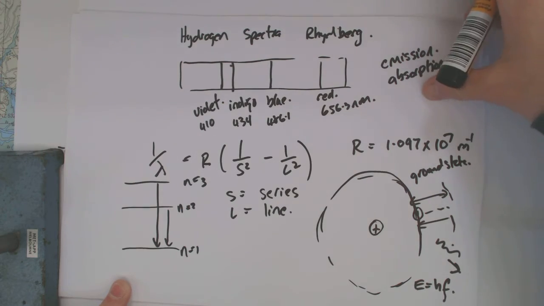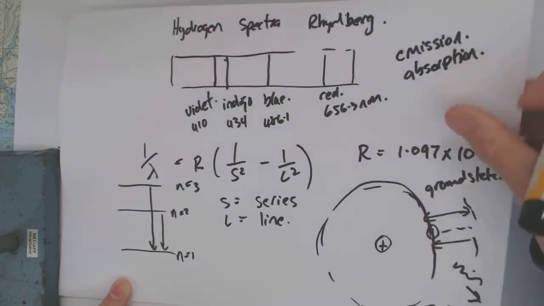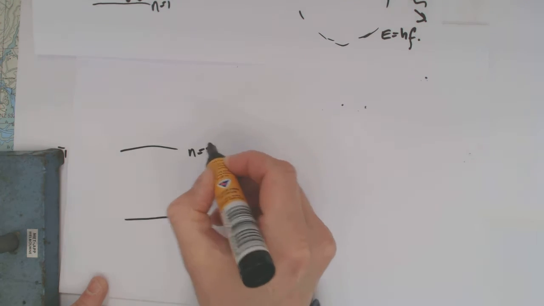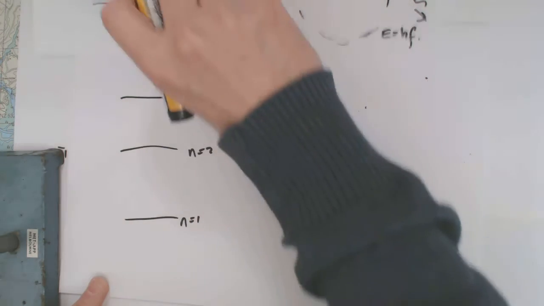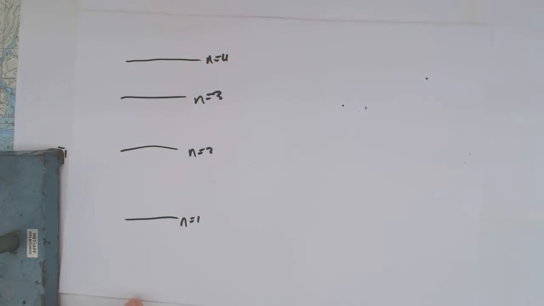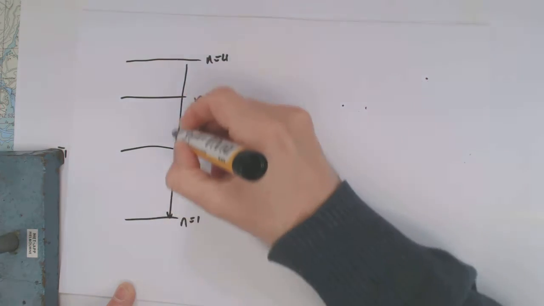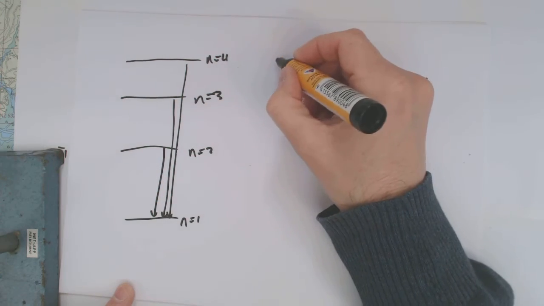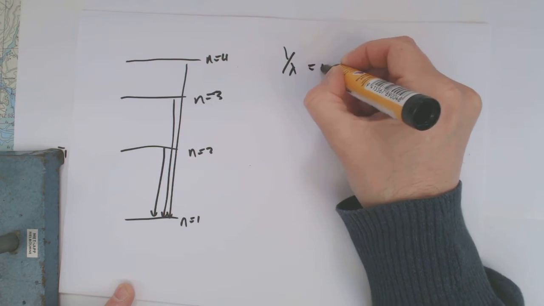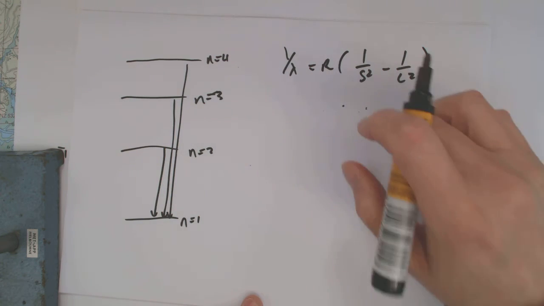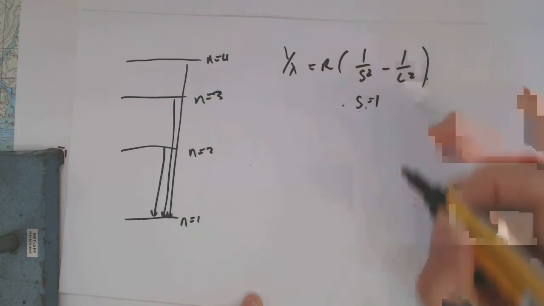So let me just give us a bit more paper here. N equals 1, n equals 2, n equals 3, push that one up, n equals 4. And what you notice, these gaps in energy are getting smaller and smaller, and you'll be able to see why from your formula. But if we're falling back to n equals 1, so we've got 3 lines there, then in our formula, 1 over wavelength equals R times 1 over s squared minus 1 over l squared, then what we're seeing is the first series where s equals 1.